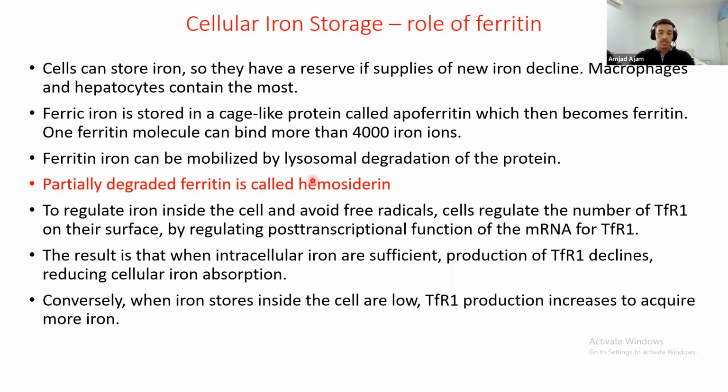Ferritin can only be mobilized by the lysosomal degradation of the protein. So when the body needs the iron stored inside cells, the ferritin will be degraded by lysosomal degradation. When this is degraded, the iron will be released from it slowly. And then something called hemosiderin will be formed, which is basically partially degraded ferritin.